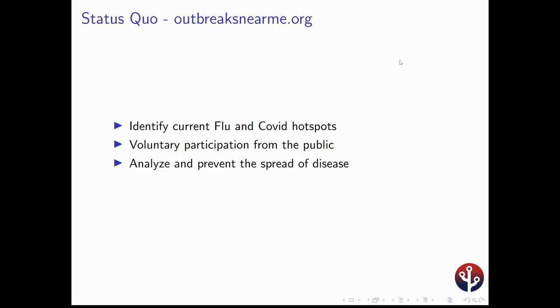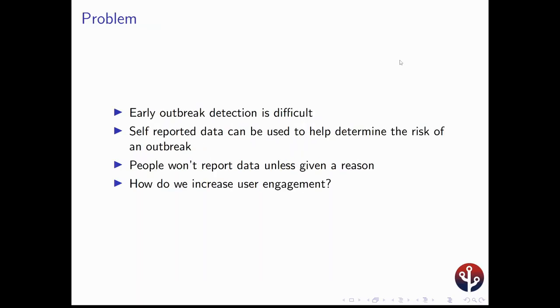So the current status quo with Outbreaks Near Me is that we would like to identify current flu and COVID hotspots. We would like to get this data through voluntary participation from the public and then analyze and prevent the spread of the disease. But it's pretty difficult to do so because people won't report data unless they're given a reason to do so. So a big problem is that we have low user engagement. So then how do we increase user engagement?